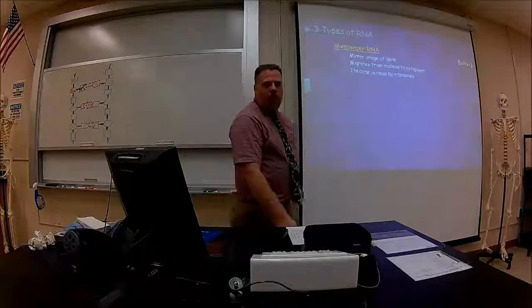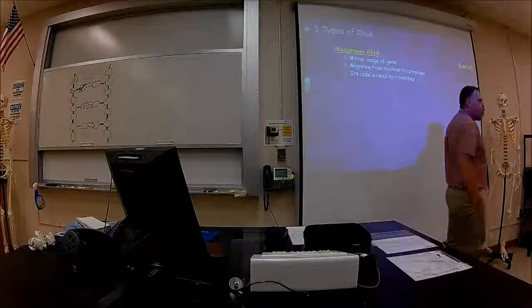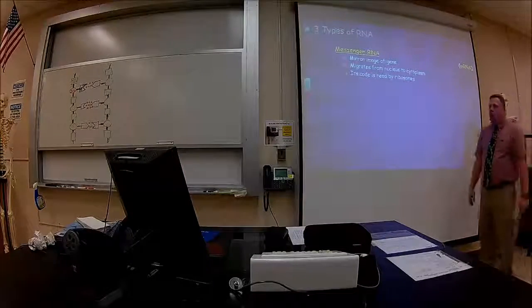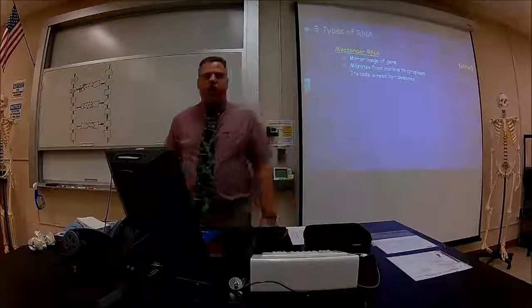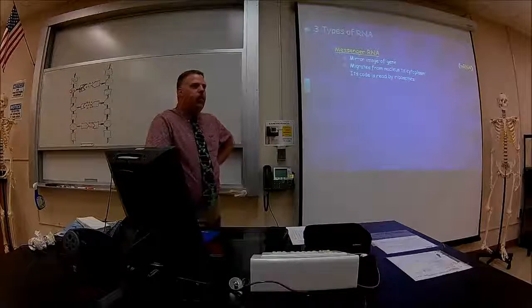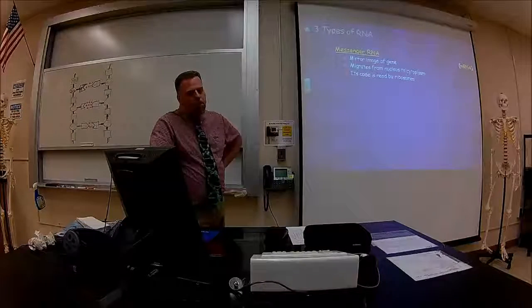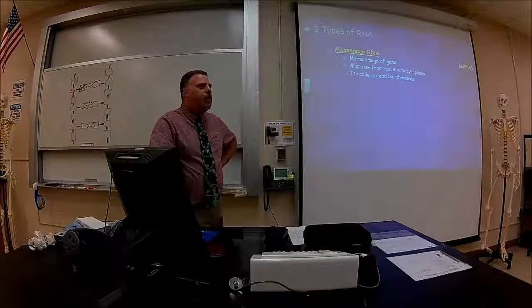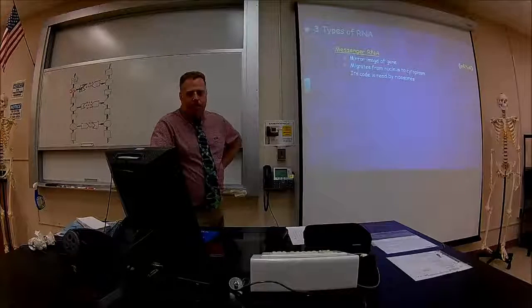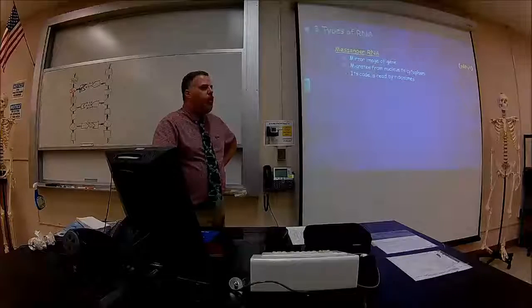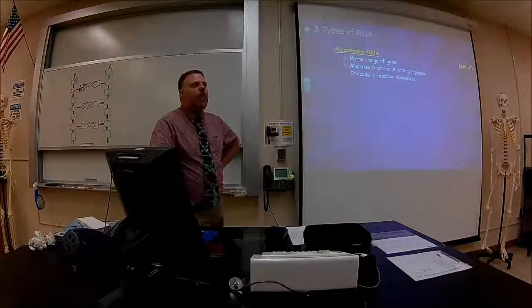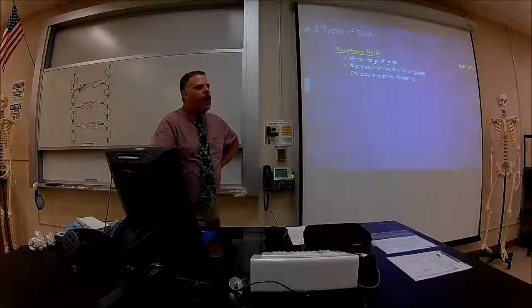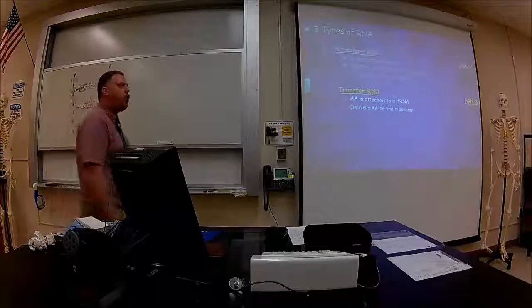There's three types of RNA. There's messenger RNA. A messenger RNA, known as mRNA, is a mirror image of a gene. We'll talk about this when we get into transcription. It's going to make a mirror image of something from DNA. And it's going to go from the nucleus, where the DNA is, and make a copy of it, and it's going to go outside in the cytoplasm, and it's going to find a ribosome and start making a protein with the help of transfer RNA.